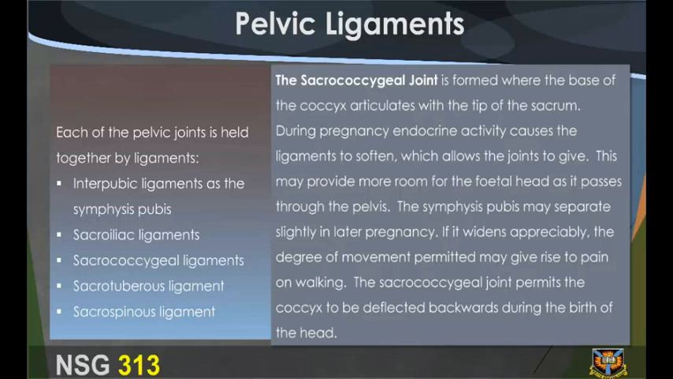Pelvic ligaments. Each of the pelvic joints is held together by ligaments: interpubic ligaments at the symphysis pubis, sacroiliac ligaments, sacrococcygeal ligaments, sacrotuberous ligaments, and sacrospinous ligaments.